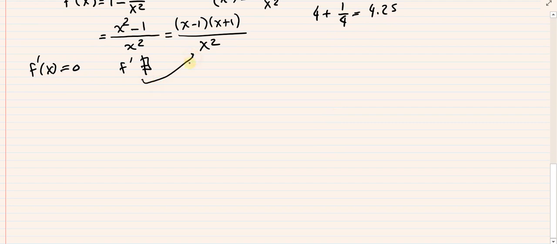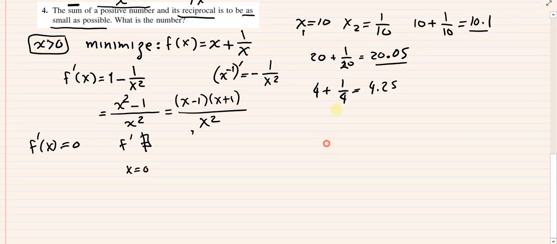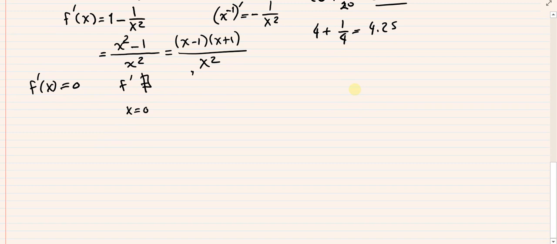Now this derivative doesn't exist when x is 0. At x is 0, the derivative does not exist. Now the domain of the function, by the way, is positive values, right? So 0 isn't in there anyhow. But nevertheless, that's the critical number. The numerator, we set it equal to 0, x minus 1, x plus 1 equals 0. So we'll pick up two critical numbers, plus or minus 1, from that.